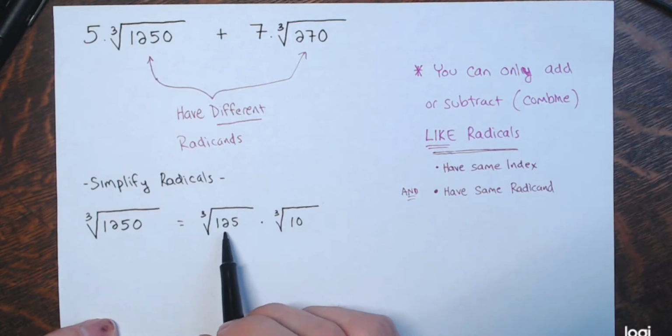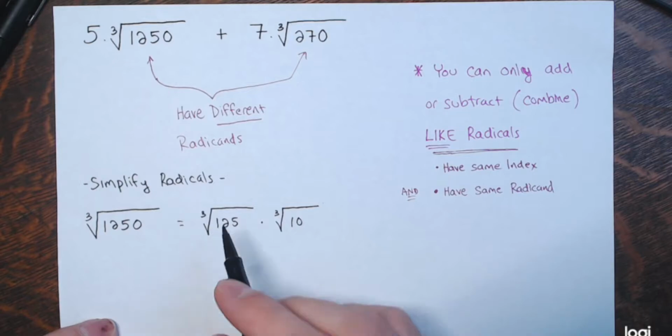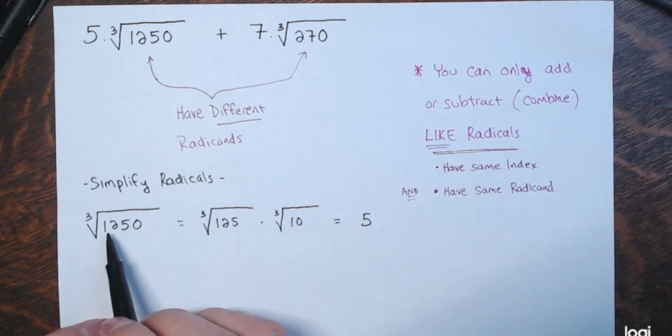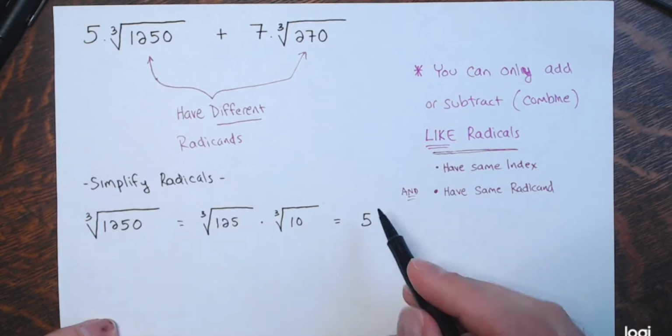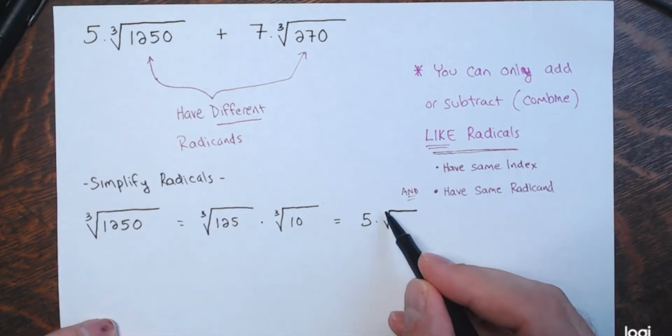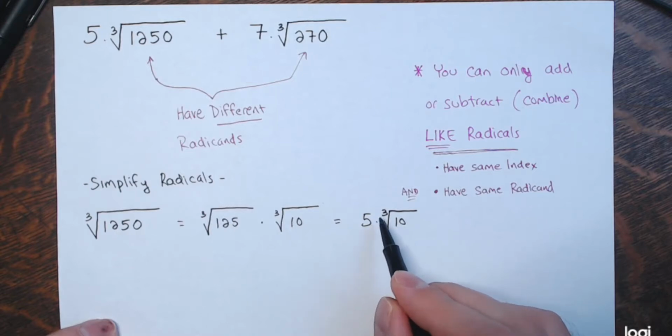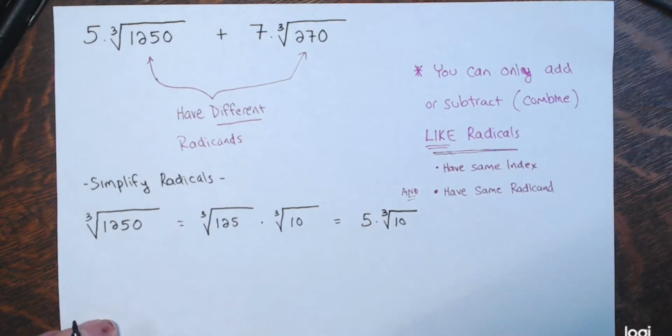Because 125 is 5 cubed. Right, this is the cube root of 5 cubed. This should just be 5. So we have the cube root of 1250 is 5 times the cube root of 10, right? And that's as simple as that gets, because 10 doesn't have any perfect cube factors. Right? 10 is 2 to the first times 5 to the first. There is no factor of 10 that's a perfect third power, a perfect cube.